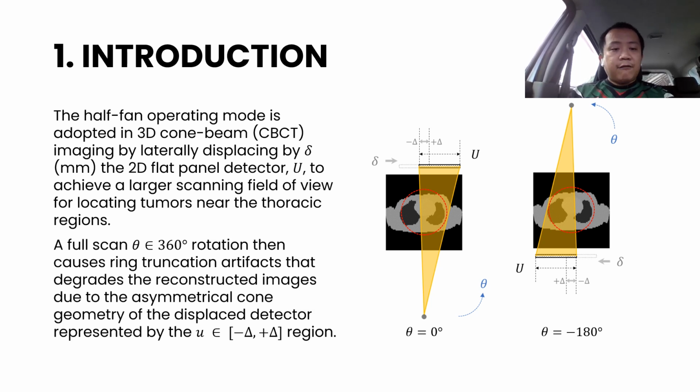However, the half-fan operating mode requires a full scan, where the source detector module is rotated for 360 degrees. This eventually causes ring truncation artifacts to occur within the reconstructed images, thus degrading the image altogether. This is actually due to the asymmetrical cone geometry represented by a length of 2 delta, as shown by the yellow region in the figure.